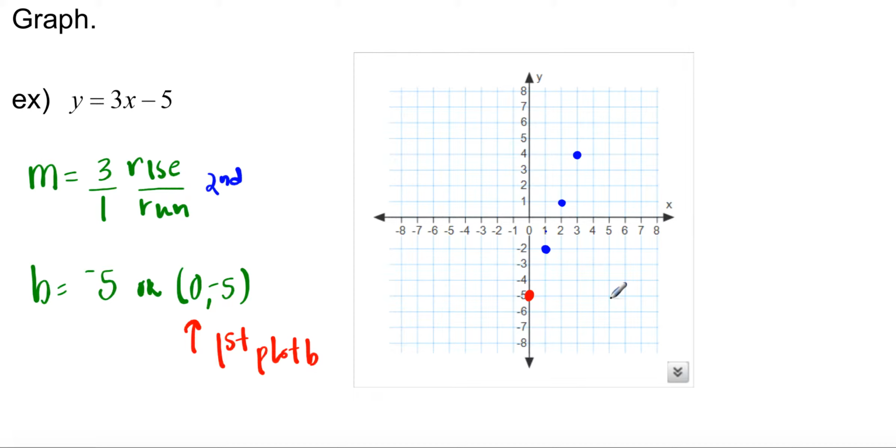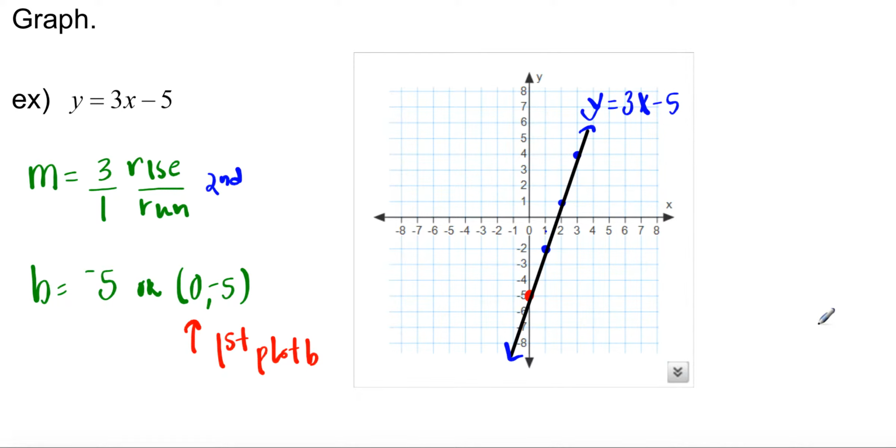So really step back and look at it, because if you made a mistake, you can catch it before you connect your dots. Now we're ready to connect the dots and make a nice long line. Awesome. And then of course we want to have some arrowheads on that because lines go on forever. And if you want to get really fancy, we can write the name of that line right next to it, y equals 3x minus 5.